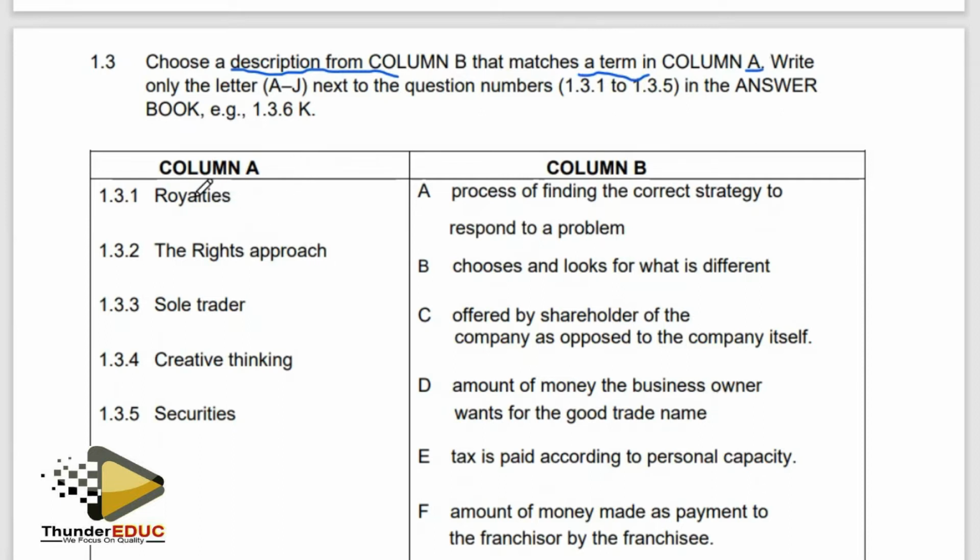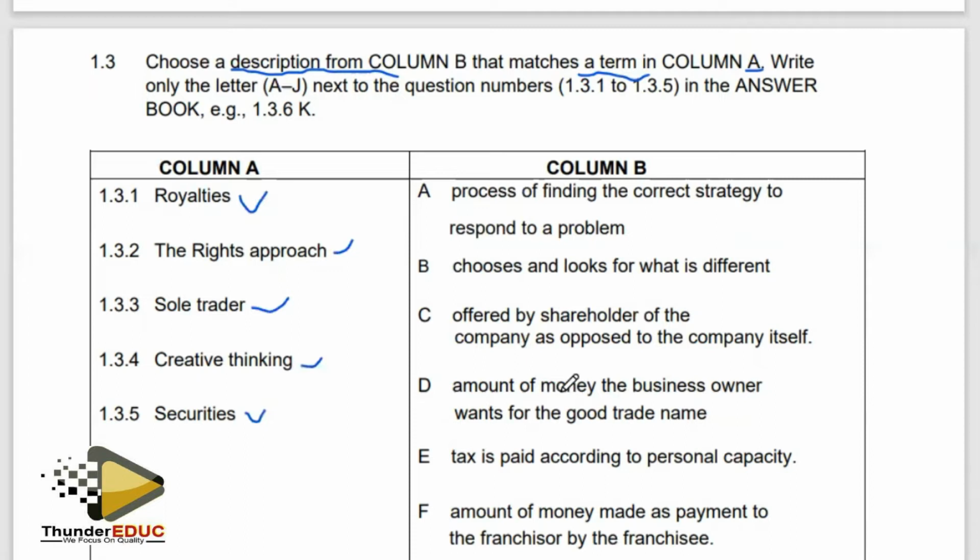First of all, look at these terminologies, look at these terms, read them, try to create sense out of them. Understand what your loyalties are, find out what the rights approach is, and find out who a sole trader is. Remind yourself about creative thinking, read and try to digest what securities are. Yes, that's what you're supposed to know before you start handling the question.